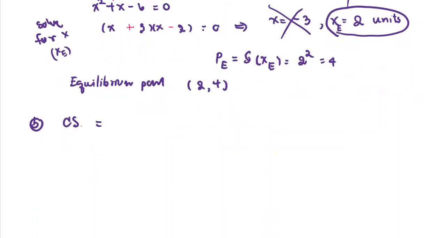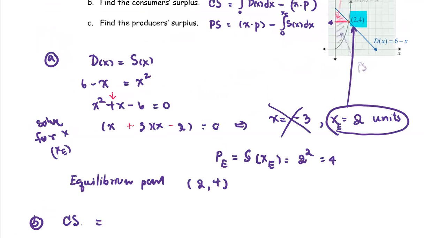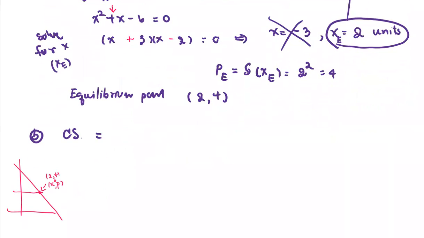As a graph, the demand function is the line coming down, and it cuts the intersection point here at the equilibrium point (2, 4), and the demand is 6 minus x. So what we are looking for is the area here. So this is the dx.